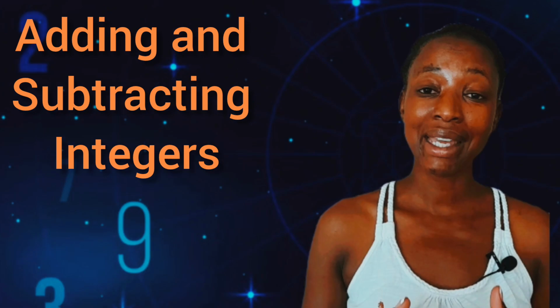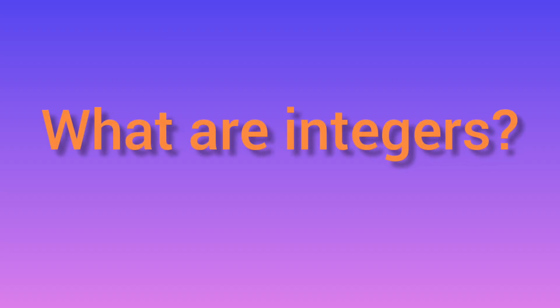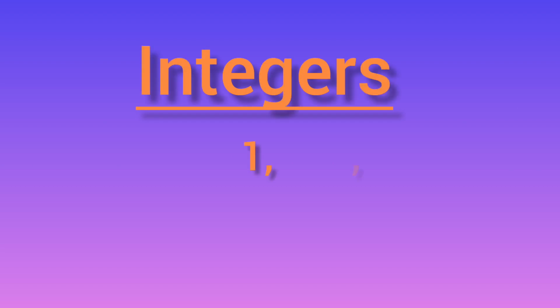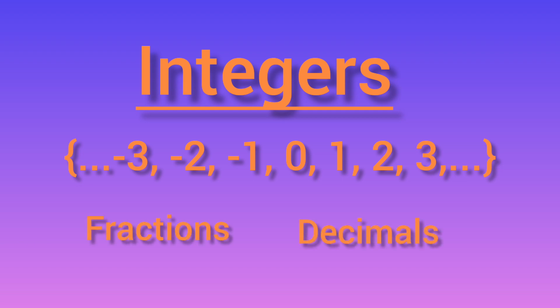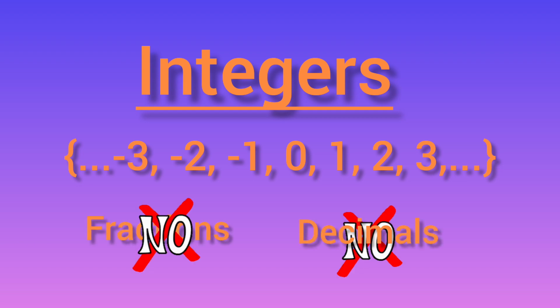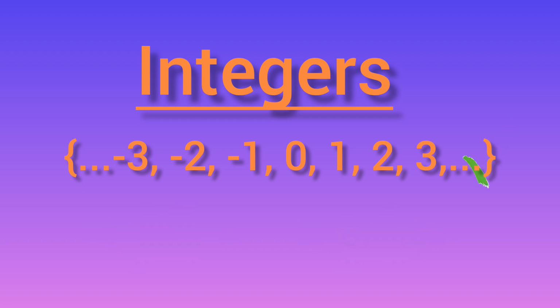Today we are adding and subtracting integers. So what are integers? Integers are negative and positive whole numbers. So fractions and decimals are not included in these numbers. We are only dealing with the whole numbers.